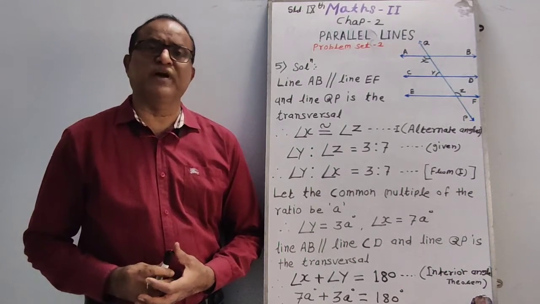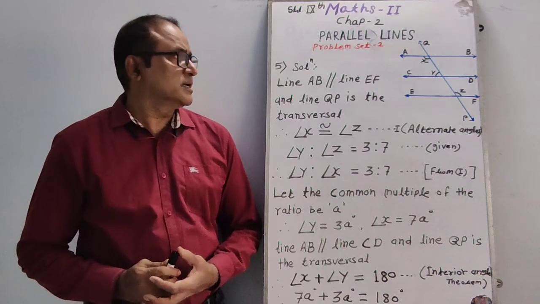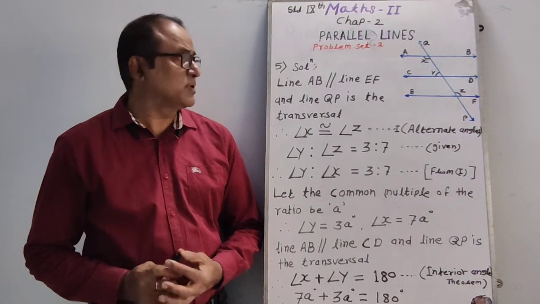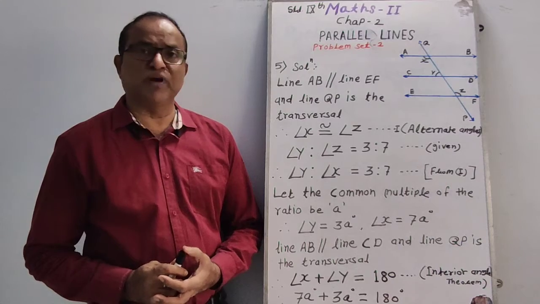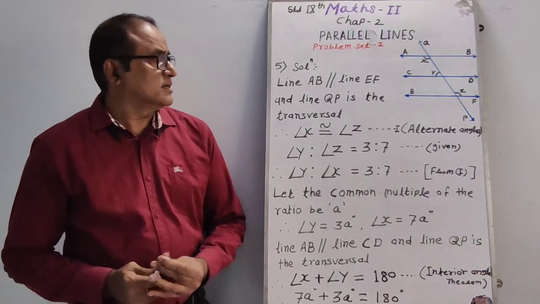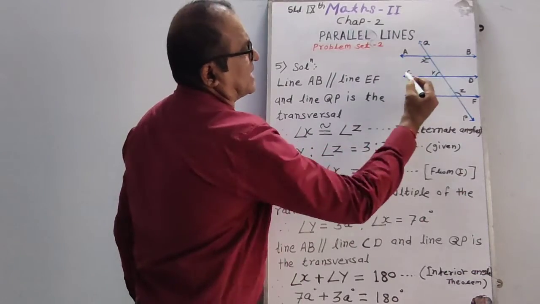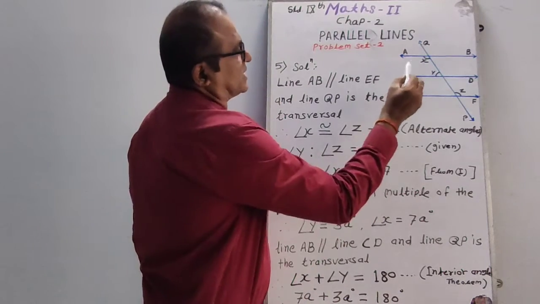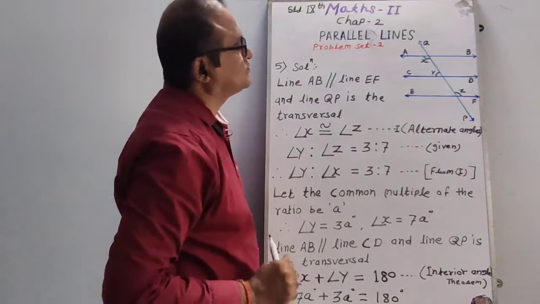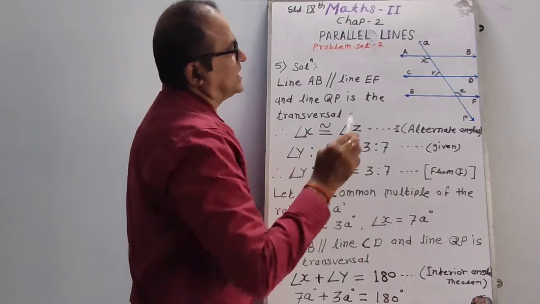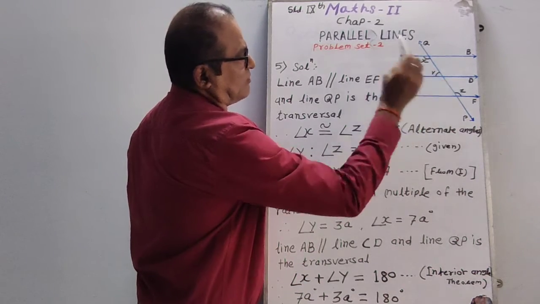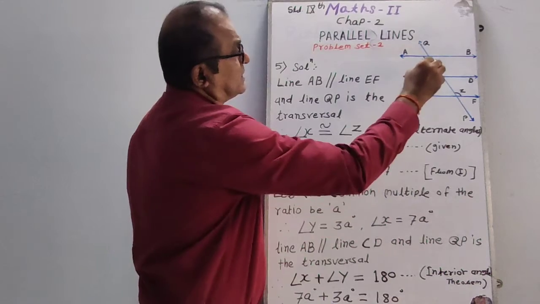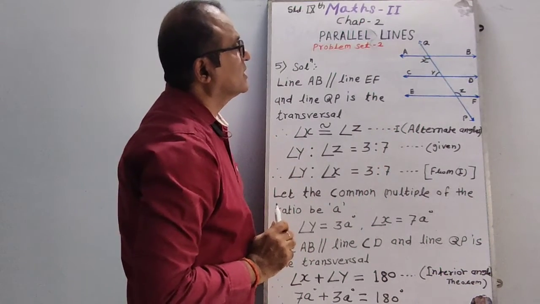In this example, we have to find the measure of angle X. Before that, we have to draw the figure given in the example, and then from the figure we have to find angle X. First, draw line AB, line CD, line EF, and transversal QP. In this figure, angle X, angle Y, angle Z. First, we have to find angle Y, and then you can find angle X by the interior angle theorem. Let's see.